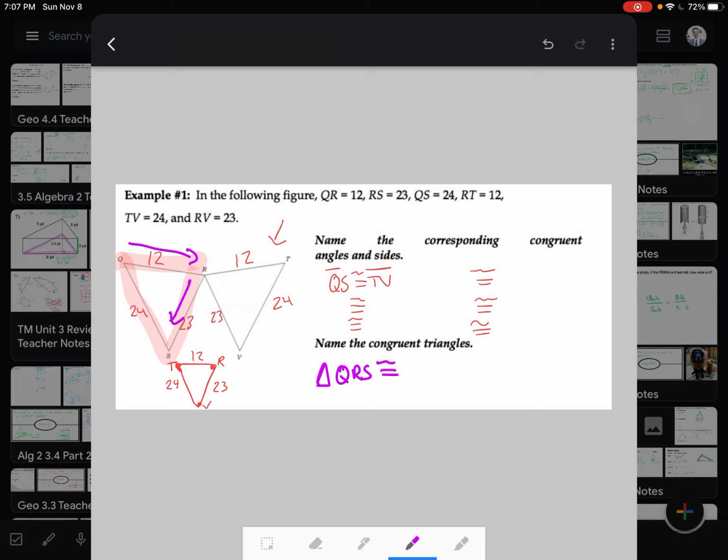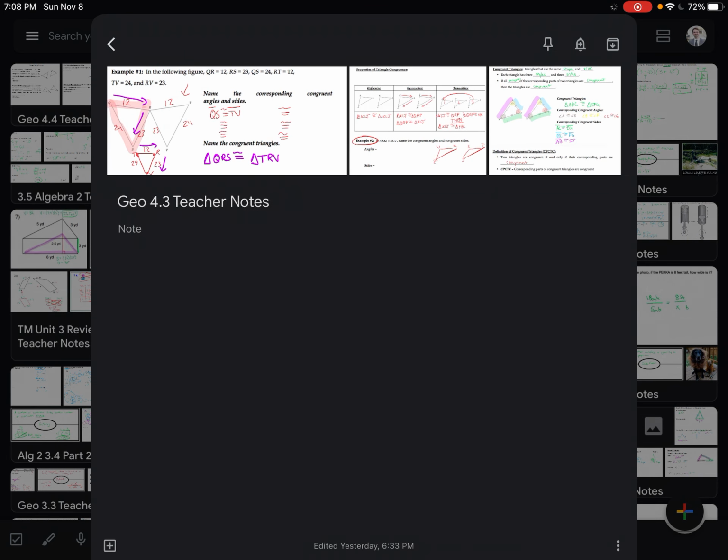And then finally, just like we were talking about on the other page, we have to name these triangles the same way. So from Q to R and R to S, that is triangle QRS is congruent to, and then do the same thing here, T to R, R to V. So TRV, like that. Okay? So finish up a little bit of practice here. The two examples today should hopefully help get a little bit of practice.